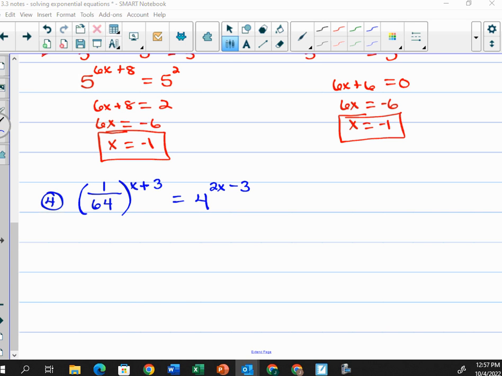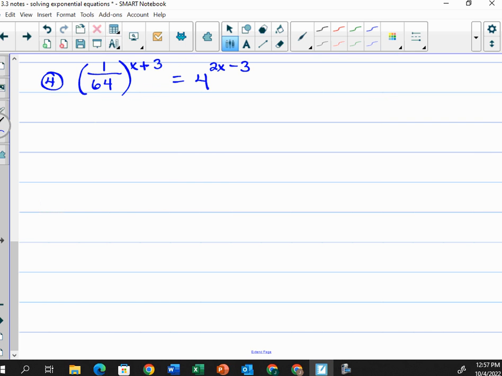All right, guys. So this is a base of 4. It's 4 to the negative third. That gives you 1/64. That is correct.